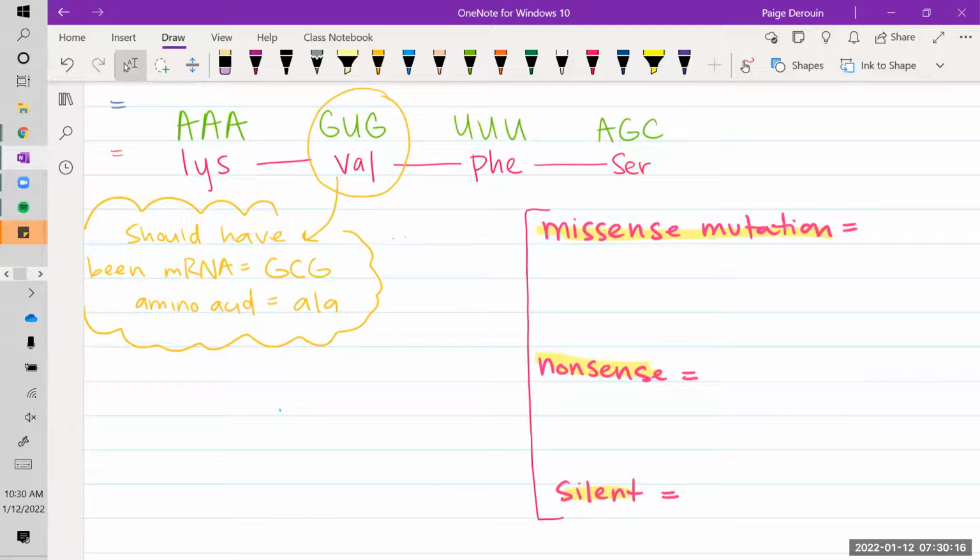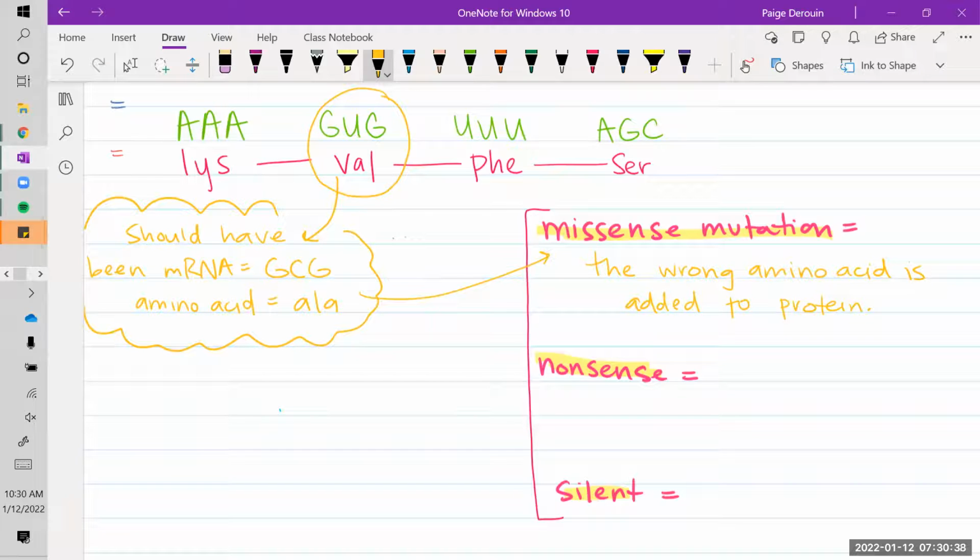So this is an example of a missense mutation. What a missense mutation is: the wrong amino acid is added to the protein. And that can have small effects or it can have really big effects, like it does in sickle cell.